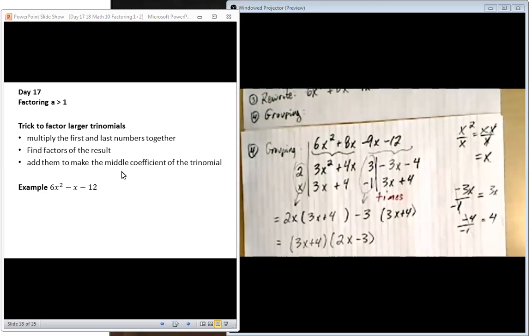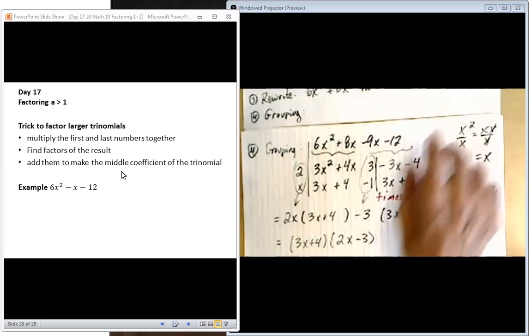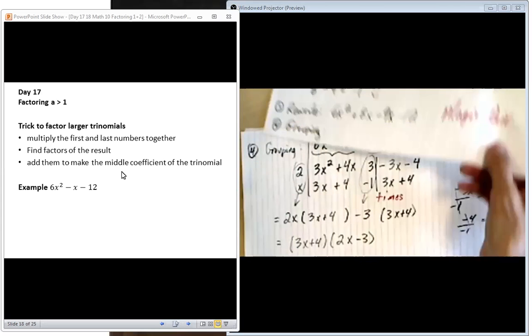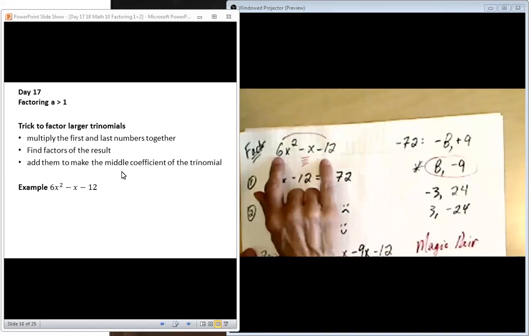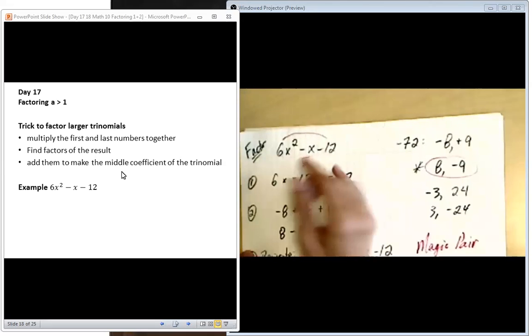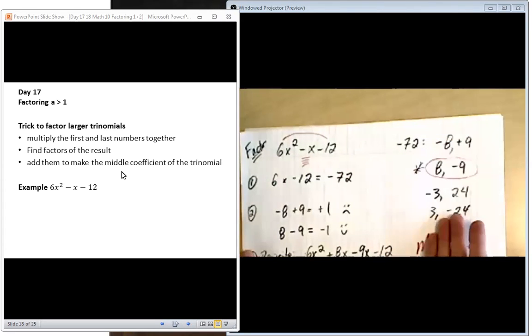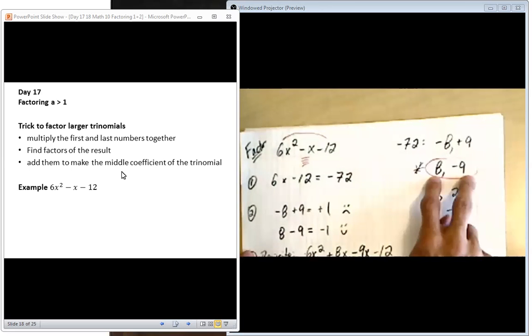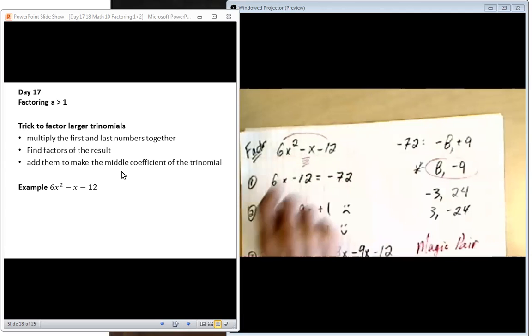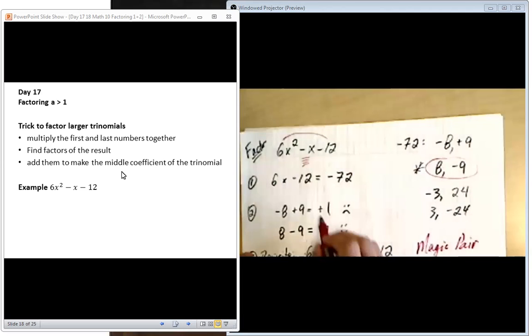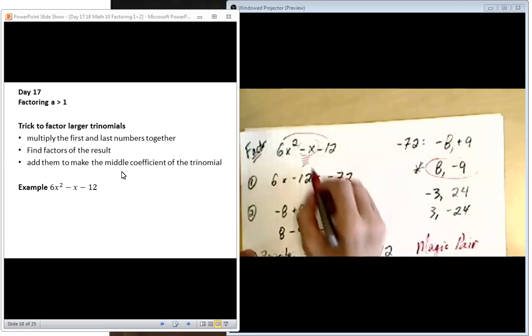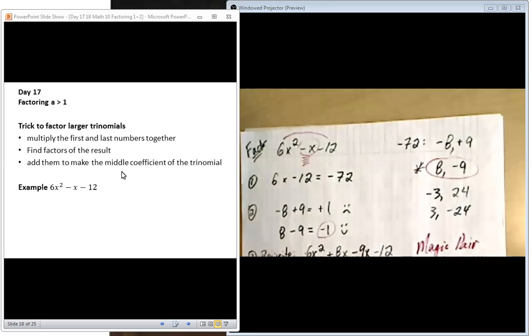Prime factorization of 36: 2, 3, 2, 3, right? Done. Look at this, first page here. First step, multiply the first and last terms. Start finding the factors until you find the magic pair where they add up to the middle term. Okay, that's a minus 1. We get a minus 1.